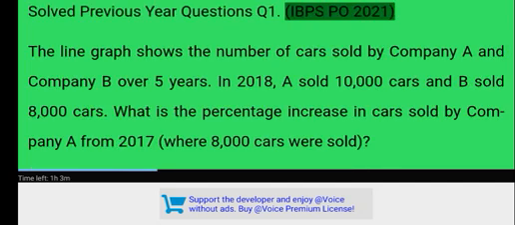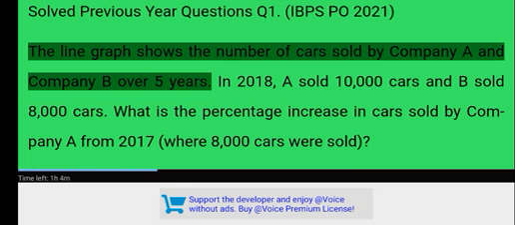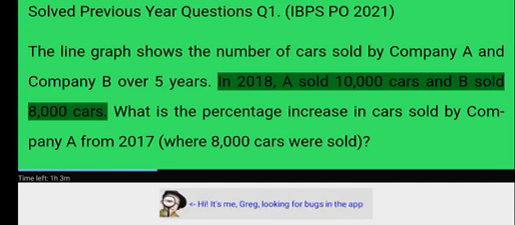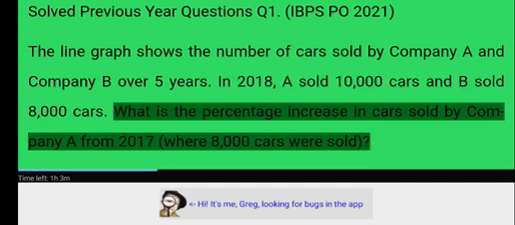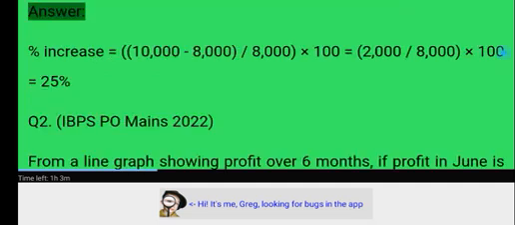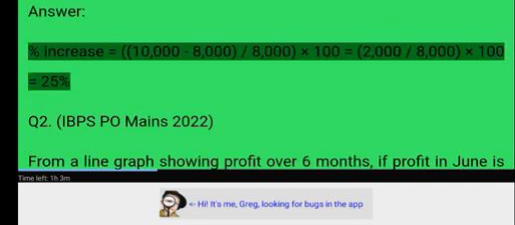Q1. IBPS PO 2021. The line graph shows the number of cars sold by Company A and Company B over 5 years. In 2018, A sold 10,000 cars and B sold 8,000 cars. What is the percentage increase in cars sold by Company A from 2017, where 8,000 cars were sold? Answer. Percent increase equals (10,000 minus 8,000) divided by 8,000 times 100 equals 2,000 divided by 8,000 times 100 equals 25%.